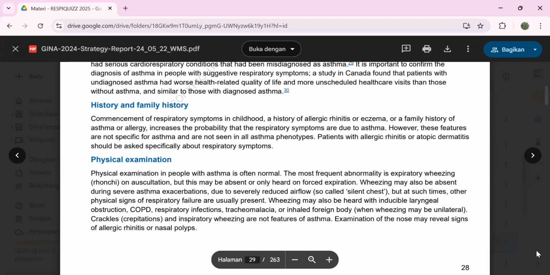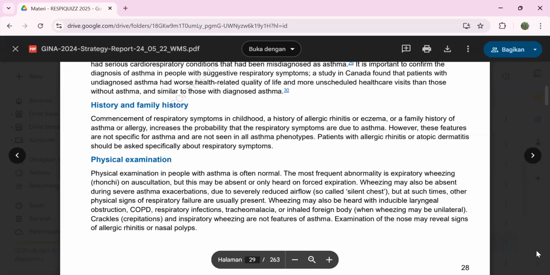Physical examination in people with asthma is often normal. The most frequent abnormality is expiratory wheezing or rhonchi on auscultation, but this may be absent or only heard on forced expiration. Wheezing may also be absent during severe asthma exacerbation due to severely reduced airflow, the so-called silent chest, but at such times, other physical signs of respiratory failure are usually present.